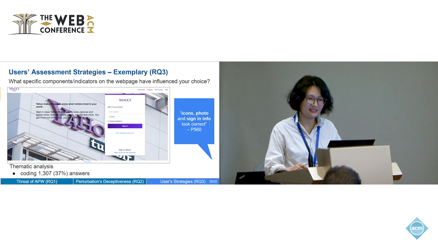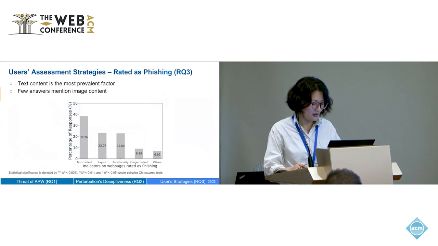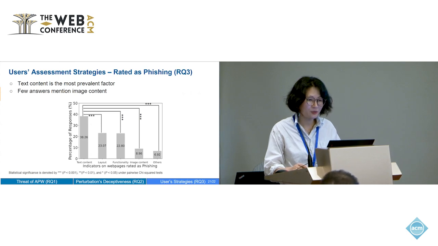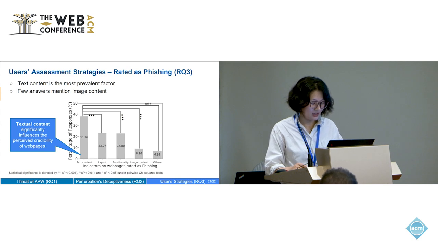We qualitatively analyzed the responses; we created a codebook and coded 37% of the responses. Okay, so the result indicates text content is the most prevalent factor, and just a few users mentioned the image content. Even though the visual perturbation is large, I mean, we changed the whole background, just a few answers mentioned it. So via a chi-square test, the text content significantly influenced the user's decision.